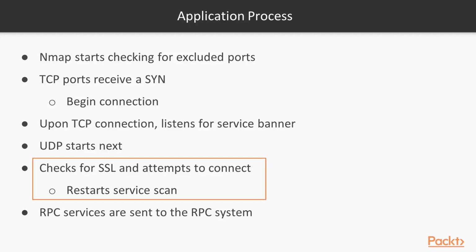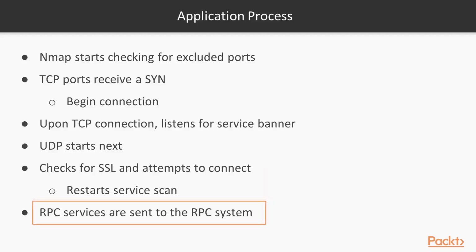Now, something very common in our modern networks is to have things encrypted. So you'll have SSL connections on a lot of these ports. So what Nmap will do is try to connect with SSL on these open TCP ports, and then restart that service scan to see if there's a service banner. It will then also send any RPC services to an RPC grinder, where it will go through and try and figure out all the things that are on the RPC system. That's kind of a special process that it has, because RPC is very verbose and complex.